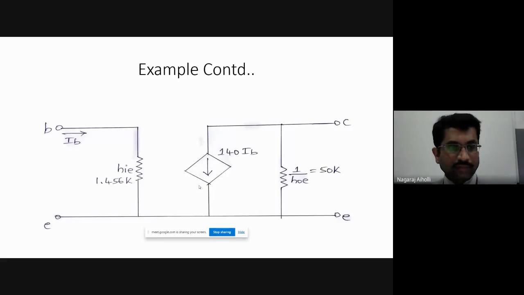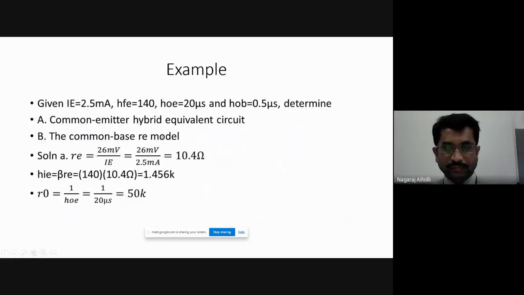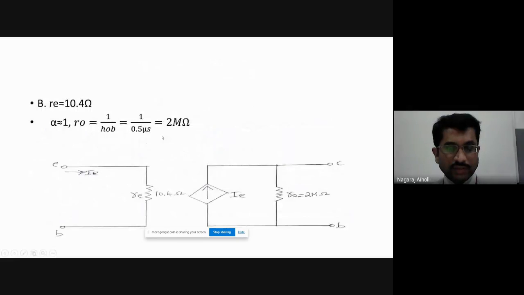Next is the re model. The second one they have asked is the common base re model. That also, a rough idea should be there in your mind of how the generalized common base re model will be.